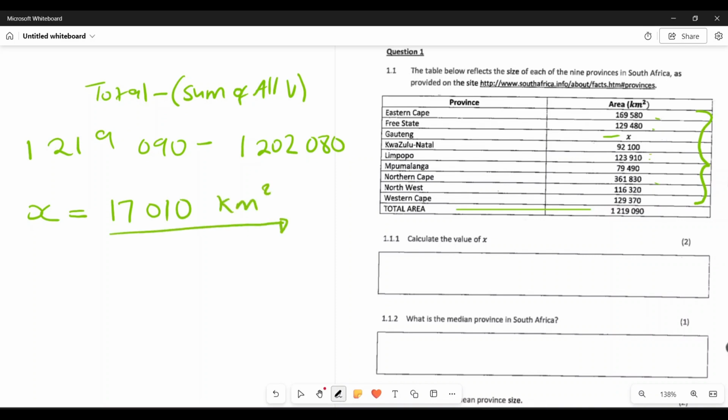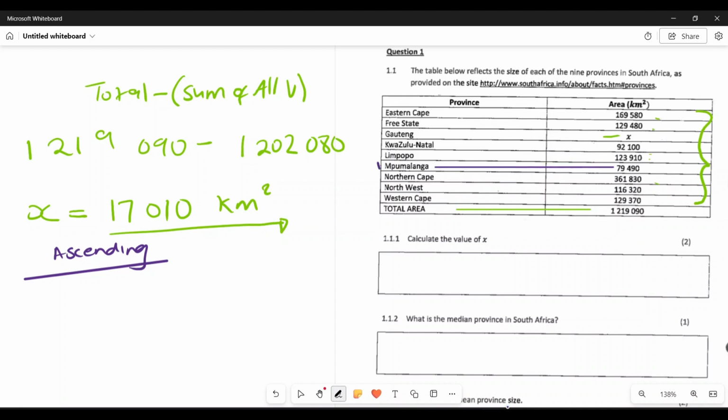Now, 1.1.2 requires us to find the median province in South Africa. How would we go about doing that? First, you need to make sure that these provinces are in ascending order. Every time you determine your median, make sure that your provinces are in ascending order, meaning from lowest to highest. So let me identify my lowest. Here, I could see I have Mpumalanga. I could make this my first.